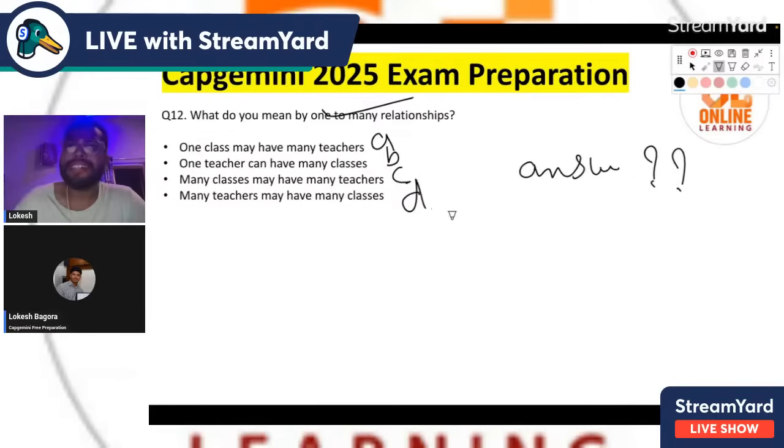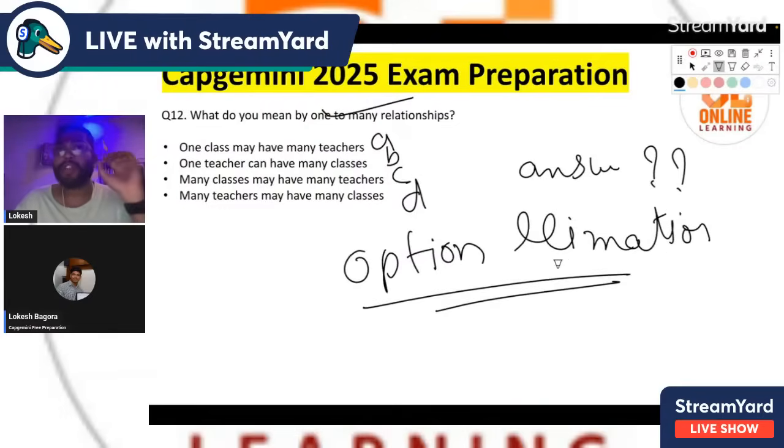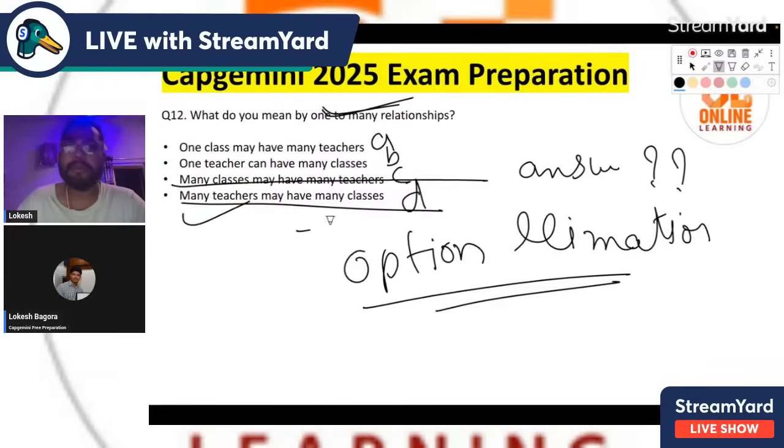So let's apply the same principle, that is the option elimination method. This is the most important thing for the MCQ part. You need to apply the option elimination method. So let's eliminate the wrong options first. In the question, it is asking for one to many relationship. So we will eliminate options C and D because they are saying many to many, but the question is asking for one to many. So we will simply eliminate options C and D.